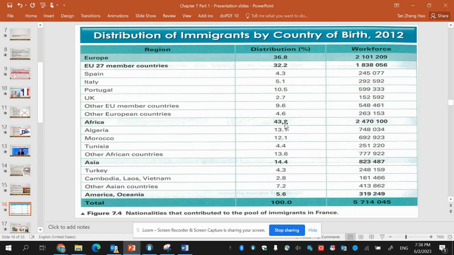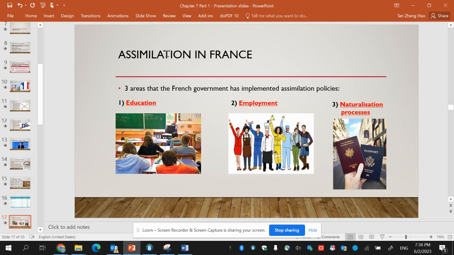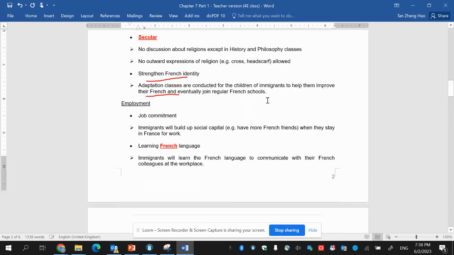Okay, so you can see, for example, 43% of the immigrants in France are from Africa. 14% of the immigrants in France are from Asia. So France actually has a lot of immigrants, not just from Europe, but from other parts of the world with very different cultures. Okay, so how does France help to assimilate them in these three areas: education, the workplace, and to naturalize them? Naturalization you can take down later.